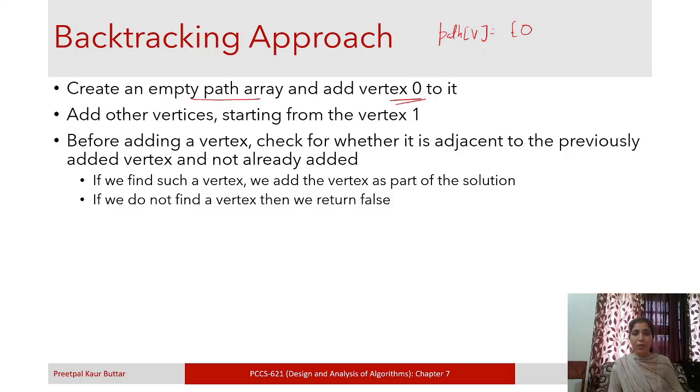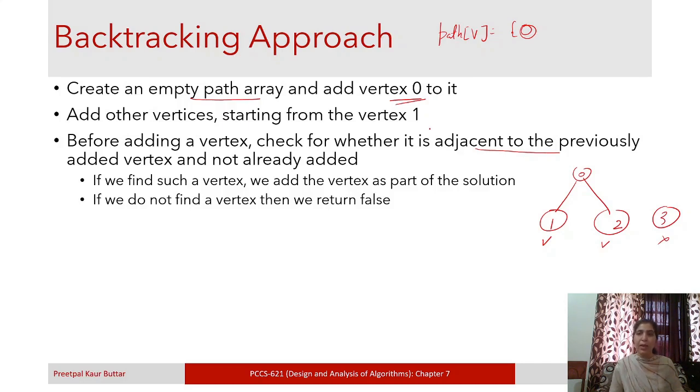So before adding a vertex we have to check whether it is adjacent to the previously added vertex and not already added. So we can add a vertex only when it is adjacent to the previously added vertex. So if we add vertex 0, from vertex 0 we can add only those vertices. Suppose this is vertex 0, it is adjacent to vertex 1, adjacent to vertex 2, but not adjacent to vertex 3. Okay, so from 0, this is the previously added vertex. From 0 we can add 1, we can add 2, but we cannot add 3, right? Because there is no path from 0 to 3. So we can add only those vertices which are adjacent to 0.